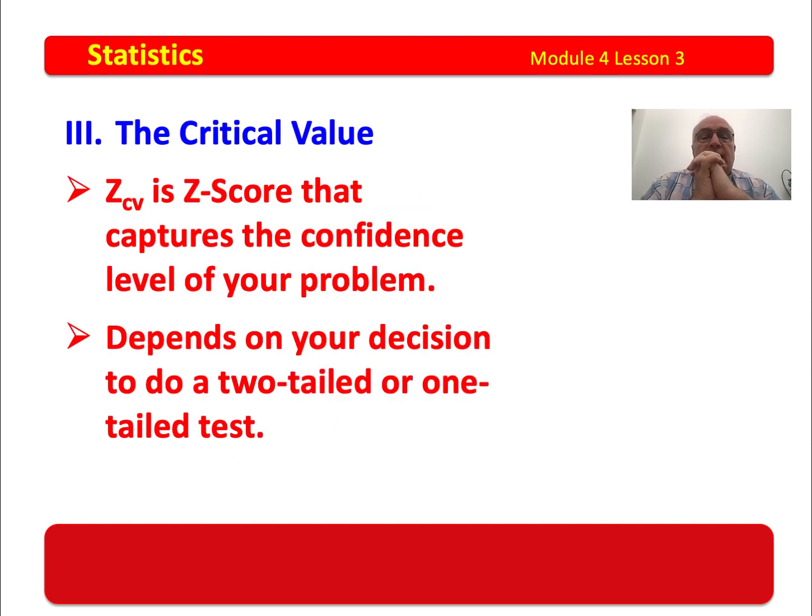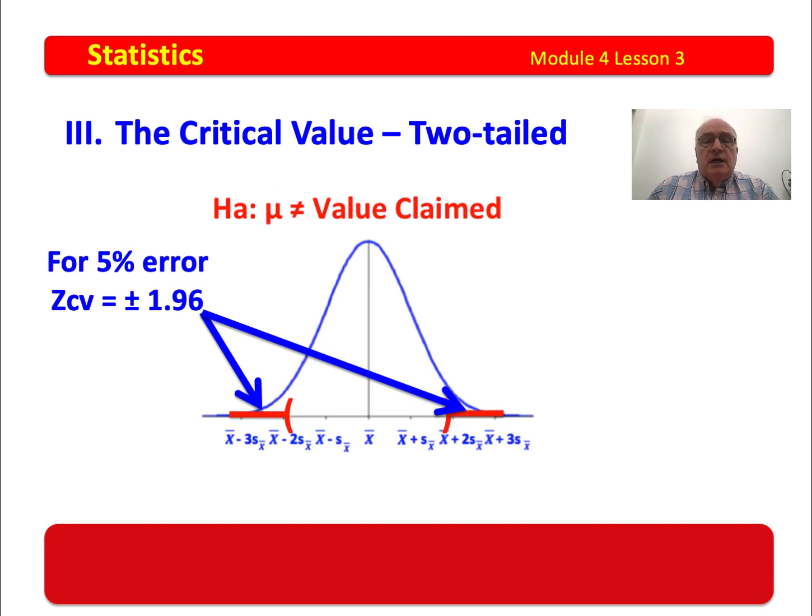Now, the critical value, Z critical value, is the Z-score that captures the confidence level of your problem, and it depends on your decision to do a two-tailed or a one-tailed test. If you're using a 95% confidence, you have 5% error, and if you have 2.5 on each side, then your Z critical value becomes plus or minus 1.96. We did that in our confidence intervals before.